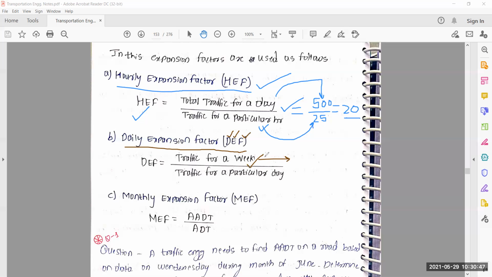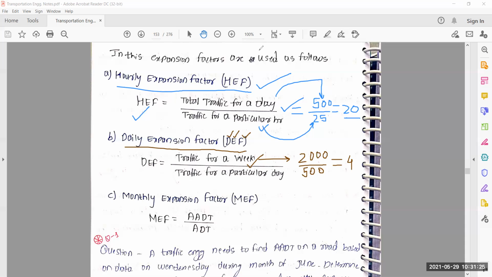So daily expansion factor is defined as traffic for a week, traffic volume for a week, or traffic count for a week, by traffic for a particular day. Suppose traffic for a week is 2000, and traffic for a day is 500, just taking the above value. So its value comes as 4.